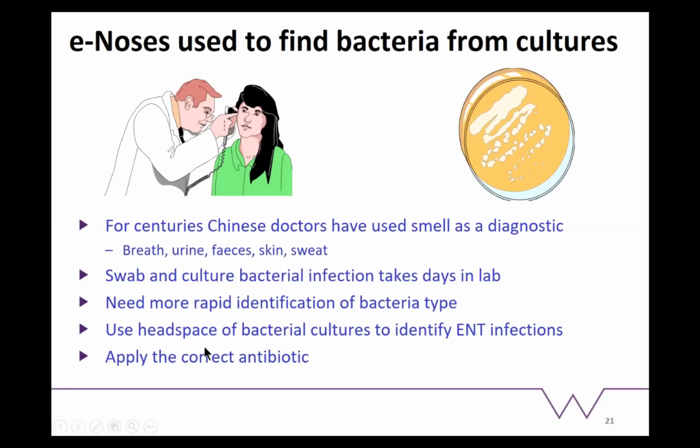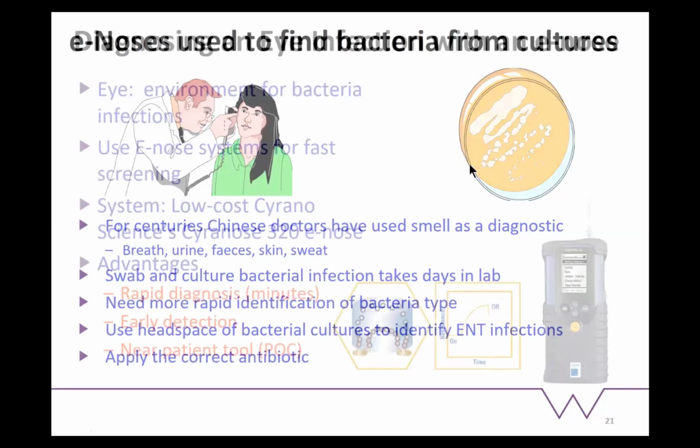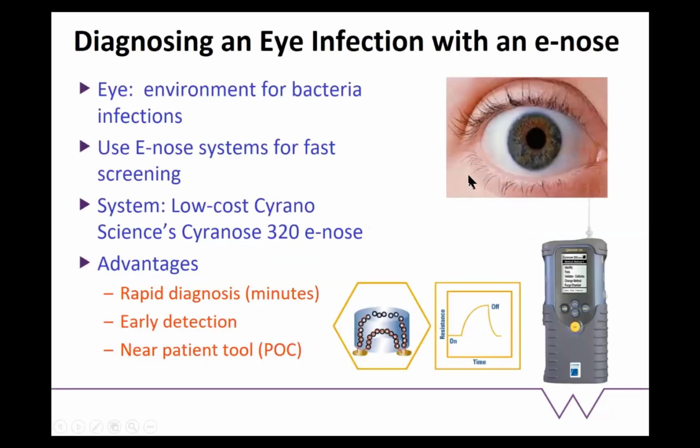And so you can use a headspace of bacterial cultures to identify ear, nose and throat infections like E. coli or staph. And then the doctor can apply the right antibiotic, because otherwise they have to guess what's the most likely infection. Here's just one example, because we don't have a lot of time, of an eye infection. So we took patients with bad eyes. This is a beautiful eye, but they had mucus in their eye, they had an eye infection, and we swabbed those, grew the cultures, and compared them with known bacterial infections that we'd grown.